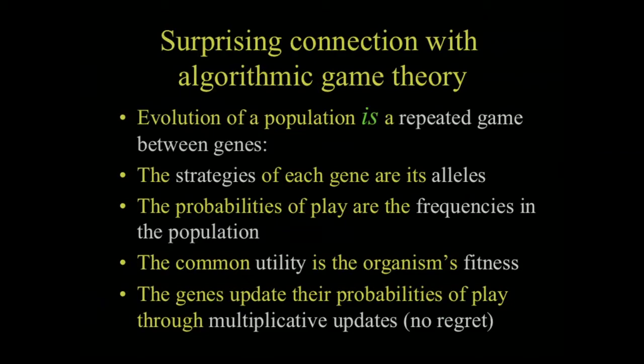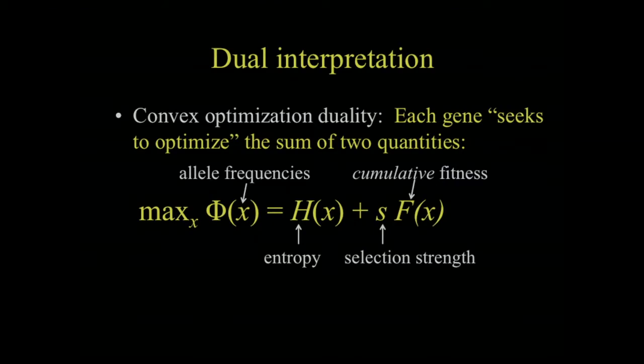There is more. Now that we know the algorithm, in other words how every gene optimizes its next probabilities, it turns out that you can do convex programming and see what convex program would have this optimum, and it turns out that there is one. This is what each gene seeks to optimize. We have not found what evolution optimizes, but we have found what every gene tries to optimize. Every gene tries to optimize this quantity: over all possible distributions over alleles, the entropy of the alleles, very telling, plus S, the selection strength, times the cumulative fitness.